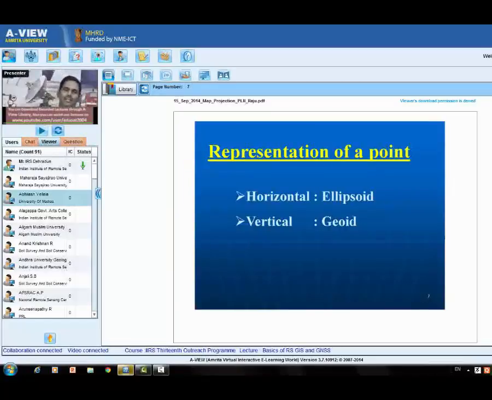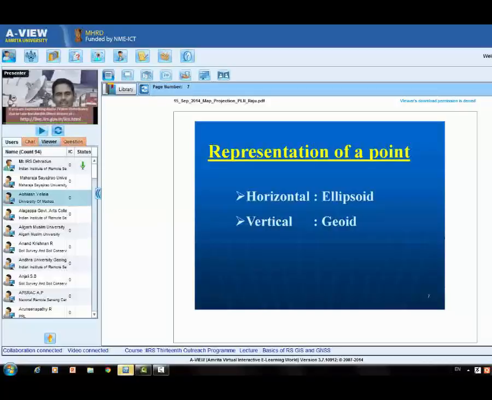Because of that, we have to make many assumptions. One assumption is that we take the ellipsoid as a mathematical surface, with a major axis and minor axis, trying to fit around the Earth as closely as possible. We also take the geoid as one more surface, which is an equipotential surface of the Earth. These two surfaces we take as references, and on that basis we calculate the horizontal positions as well as the vertical positions.